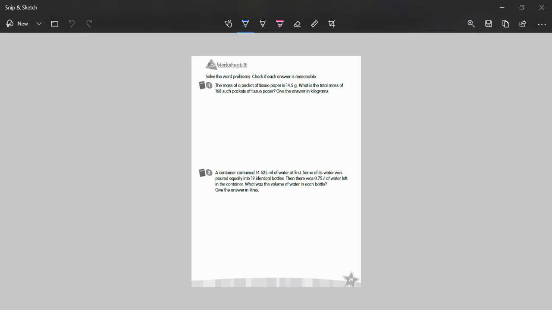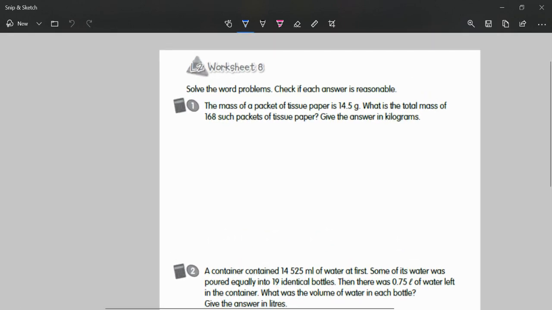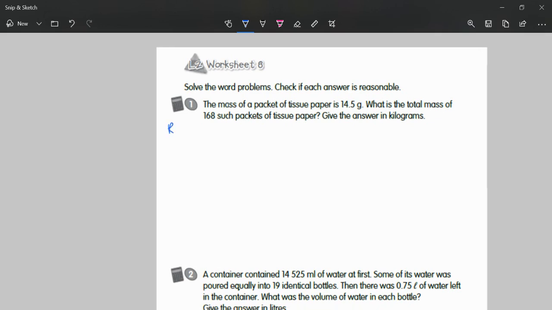This is Desmos Level 2 word problem, page 29, question 1. Let's practice the RAISE step together. Now, if you look at the question here, it says solve the word problems, check if the answer is reasonable. So there's a reason for this instruction. Under check if it's reasonable, that's referring to the evaluate stage.